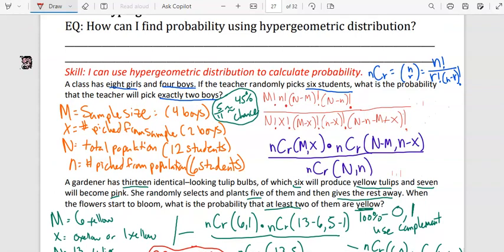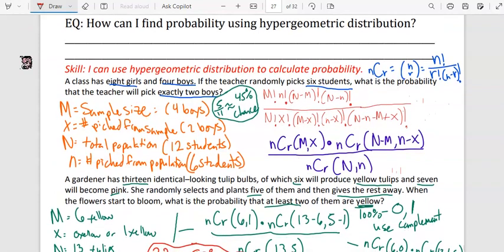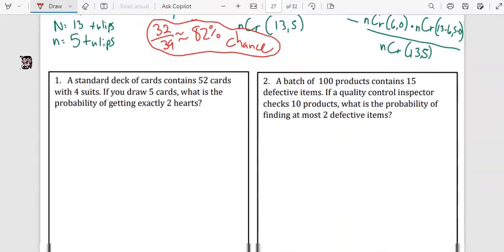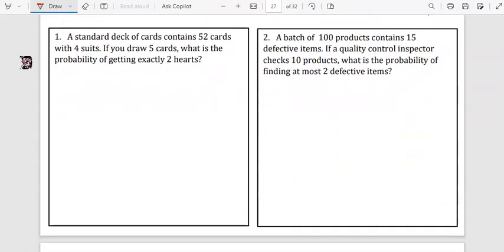All right, answer the essential question, and then try the examples below.